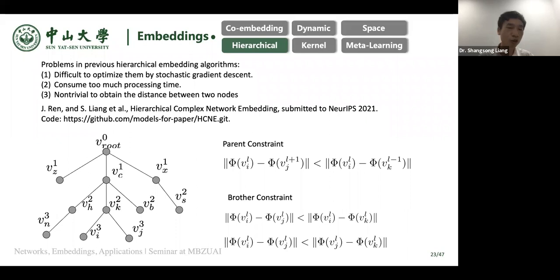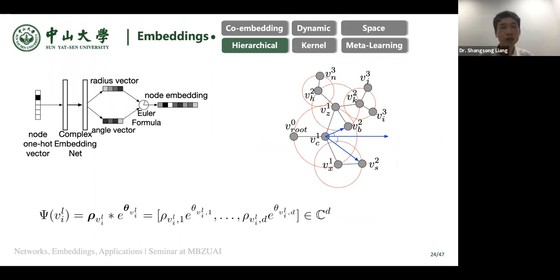And one contribution of this work is that we map the embedding of the node into complex space. That is, given a node, we have the radius vector and the angle vector. By doing so, we can preserve the structure of the network. And also, it's very easy for us to transfer the complex embedding into the Euclidean embedding.